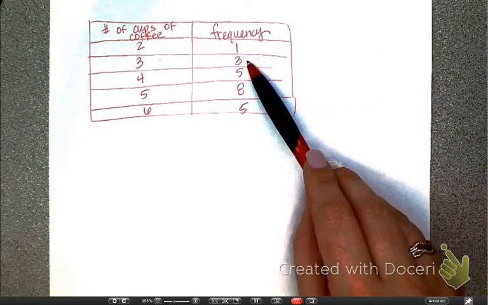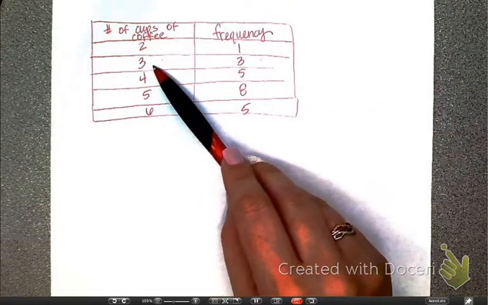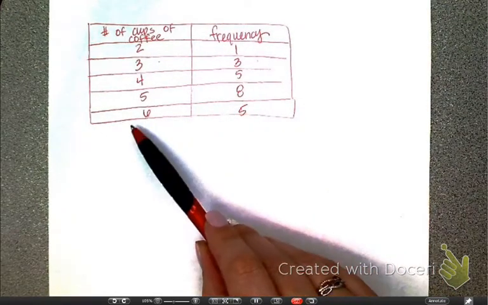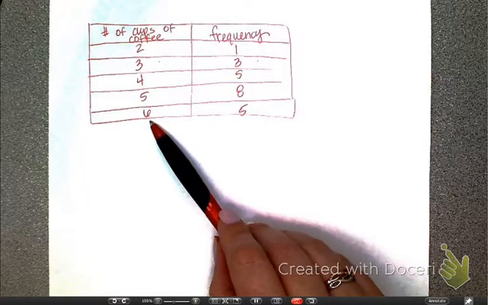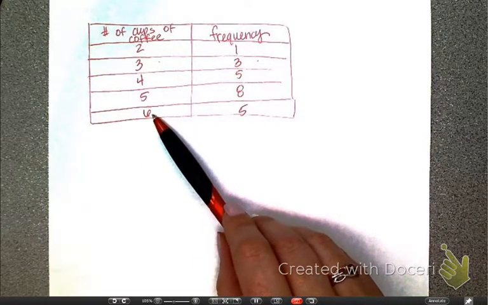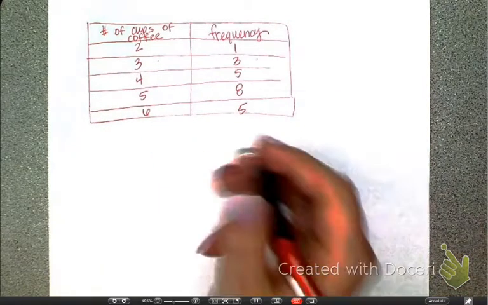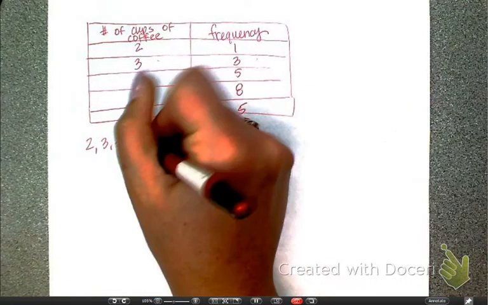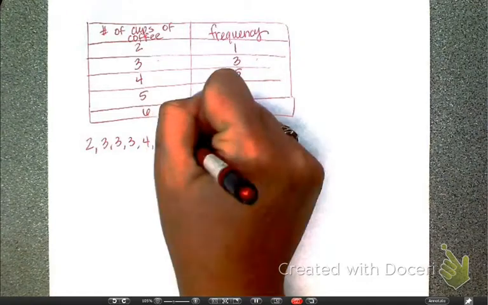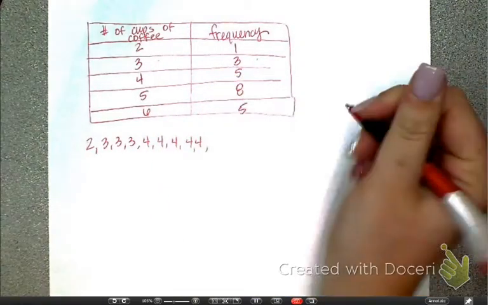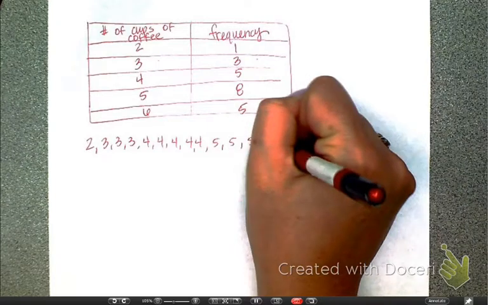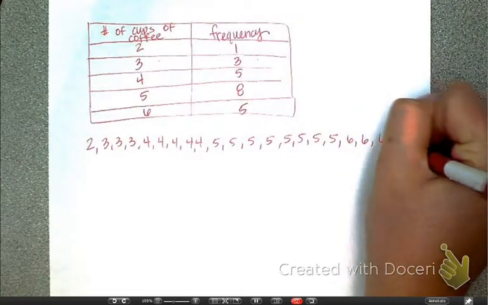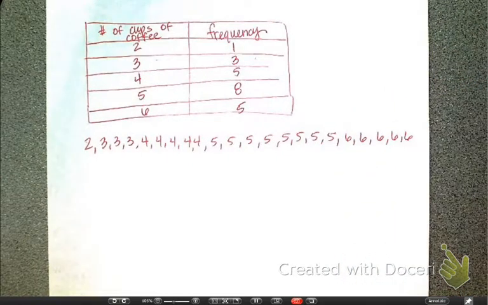So there were 3 people who drank 3 cups of coffee each. What does this row mean? 5 people drank 6 cups of coffee. They are probably all crazy out right now. All right, so let's write out the data sets. So 1 person drank 2, 3 drank 3, 5 drank 4, 8 drank 5, 6, 7, 8, and 5 drank 6. So those should be your data points.